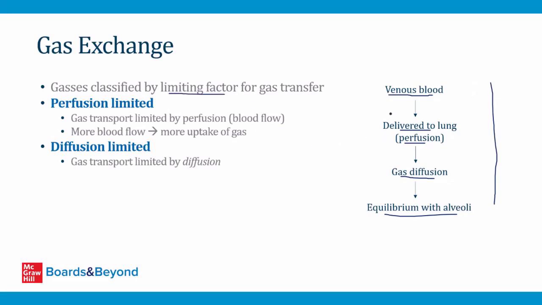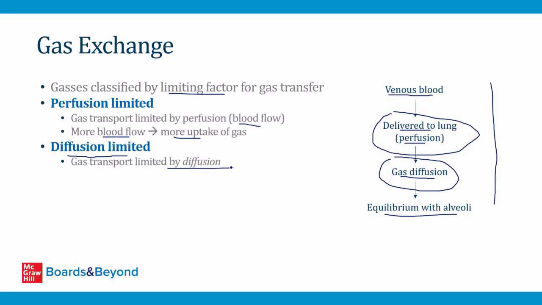Some gases are limited by the perfusion of blood flow to the lungs, and some are limited by the gas diffusion. So gases that are perfusion limited, the blood flow, the perfusion is what limits how much gas can be exchanged. And if there's more blood flow, you get more uptake of gas. I'll talk more about this in just a second. On the other hand, gases that are diffusion limited, it's not the blood flow that determines how much gas exchange, it's how much diffusion of gas there is into and out of the alveoli and the blood.